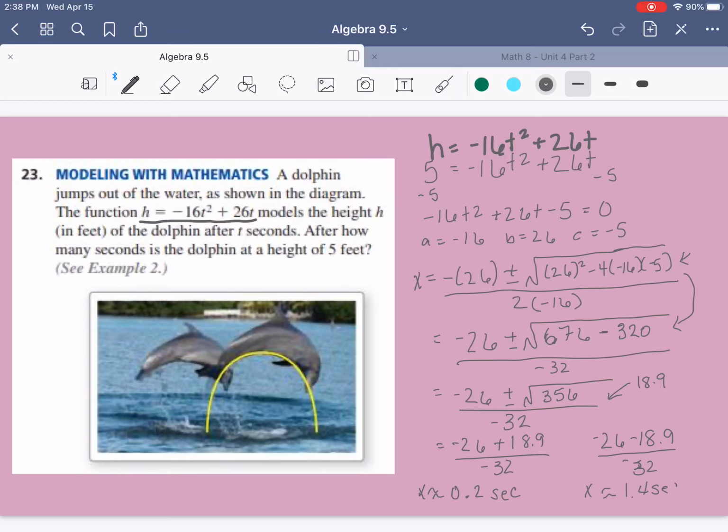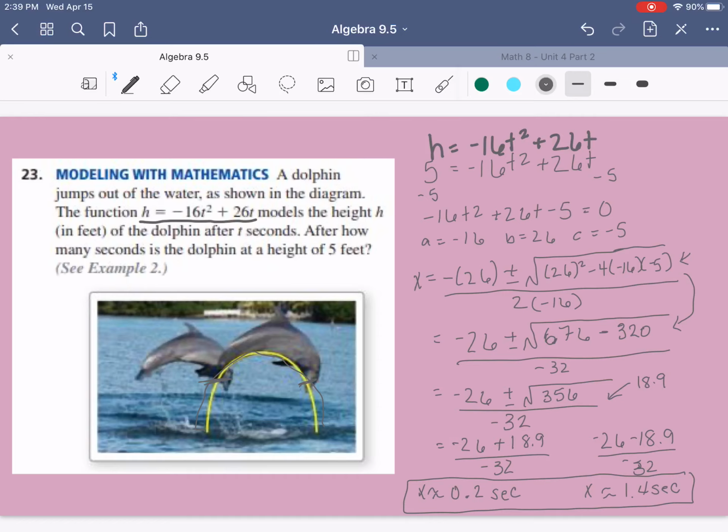So there are the two answers. Remember, when the dolphin jumps, it's a parabola. So the dolphin is hitting 5 feet on the way up and then on the way down. So that's why you have two separate answers. I hope that helped. If you still have questions, then make sure that you send me an email.